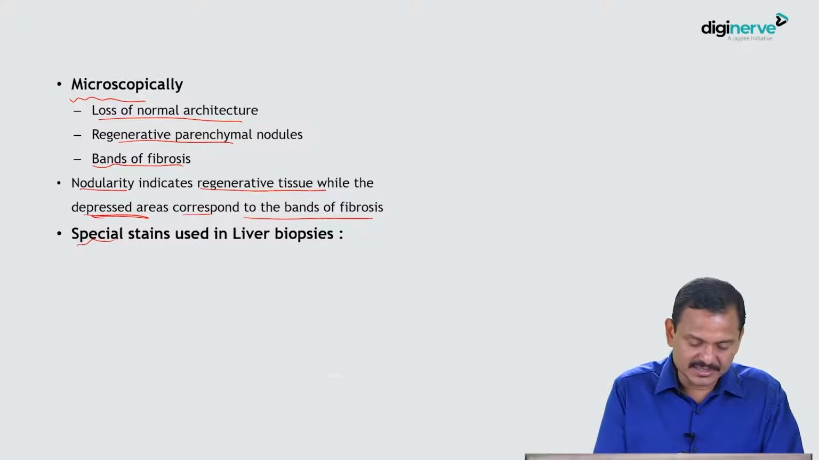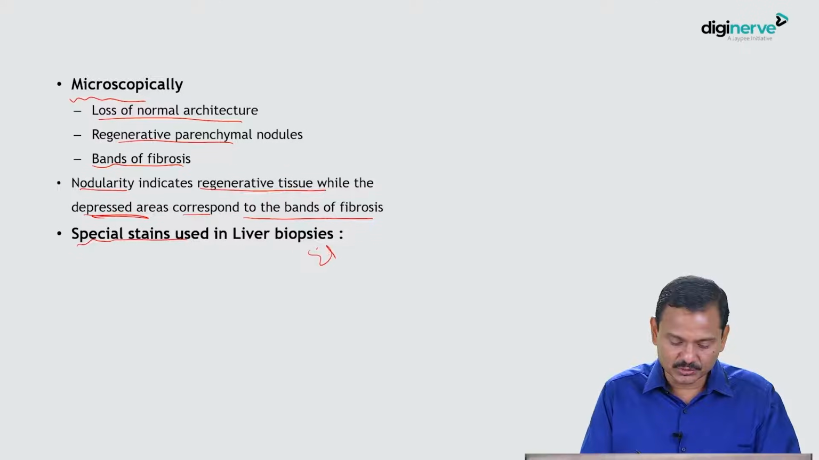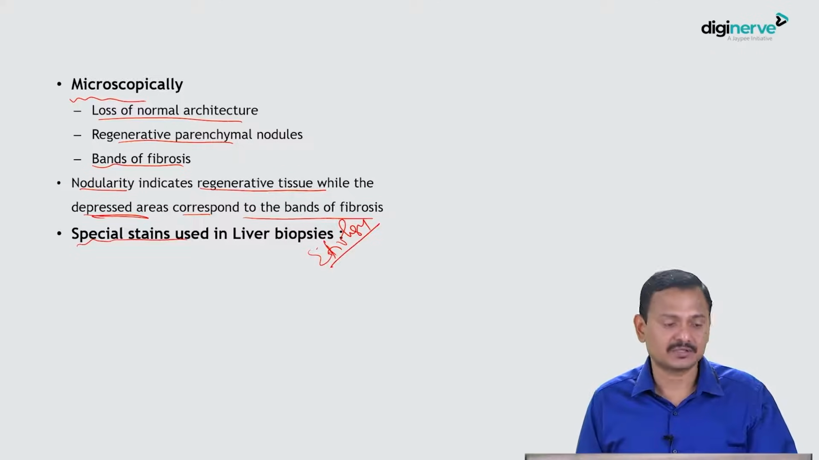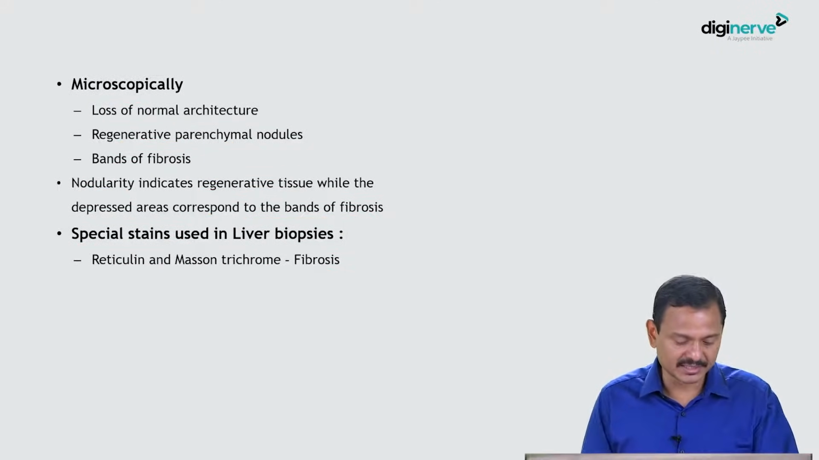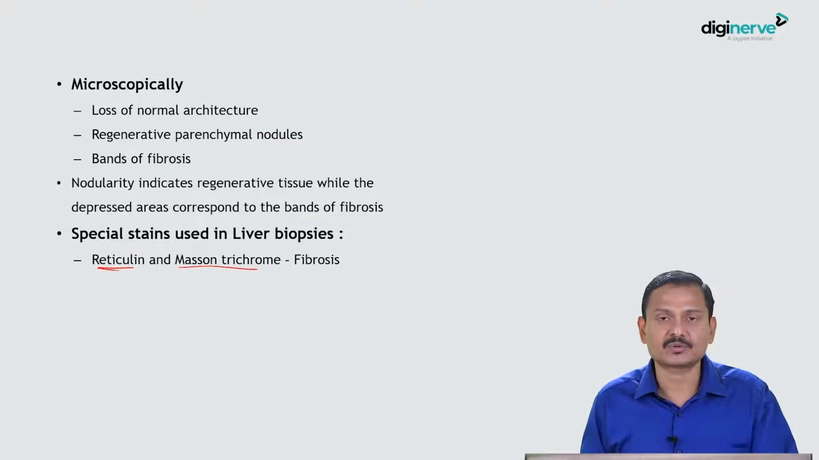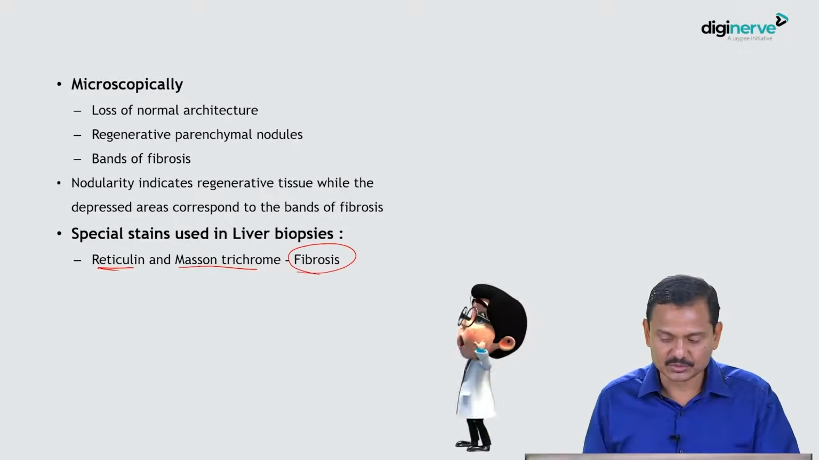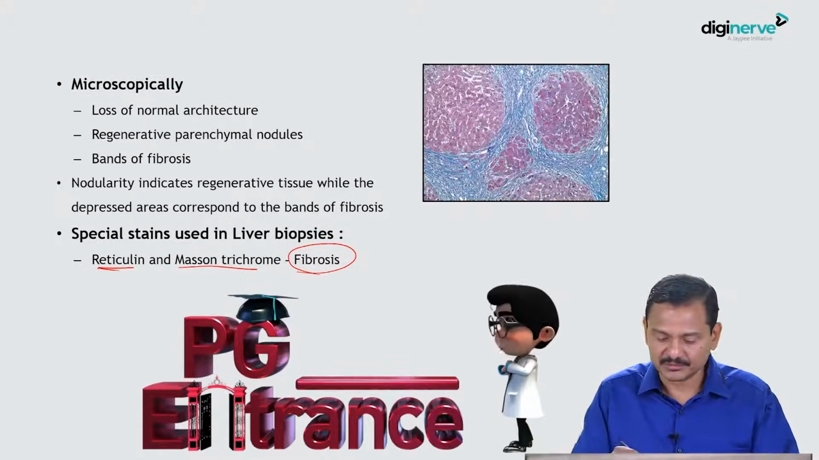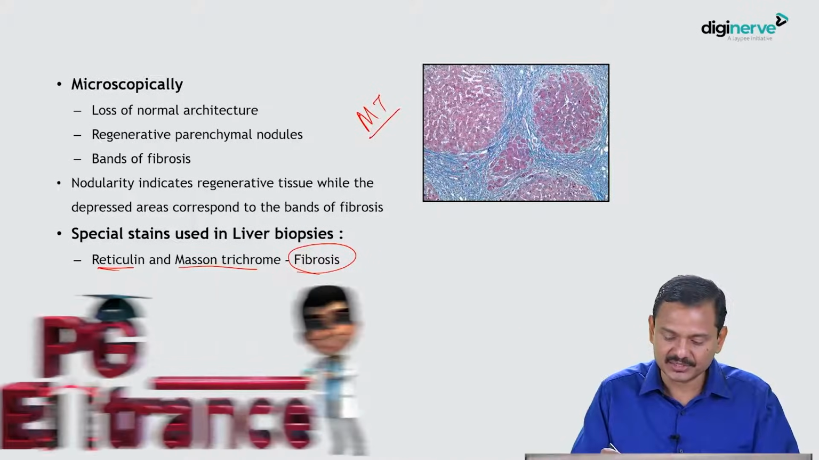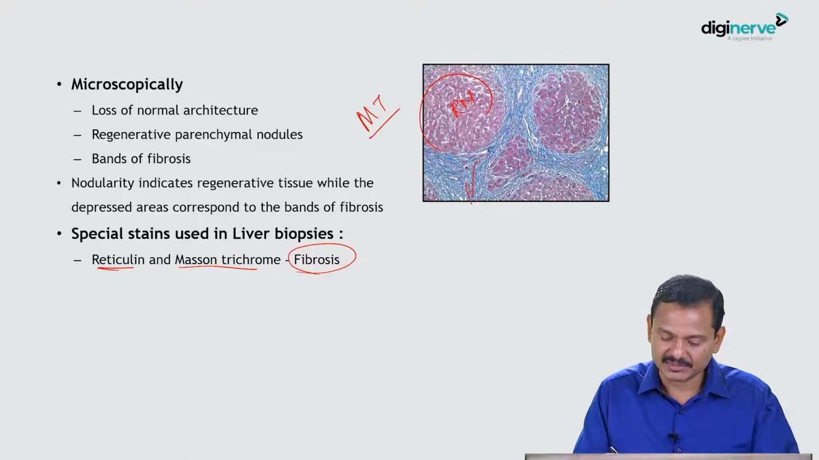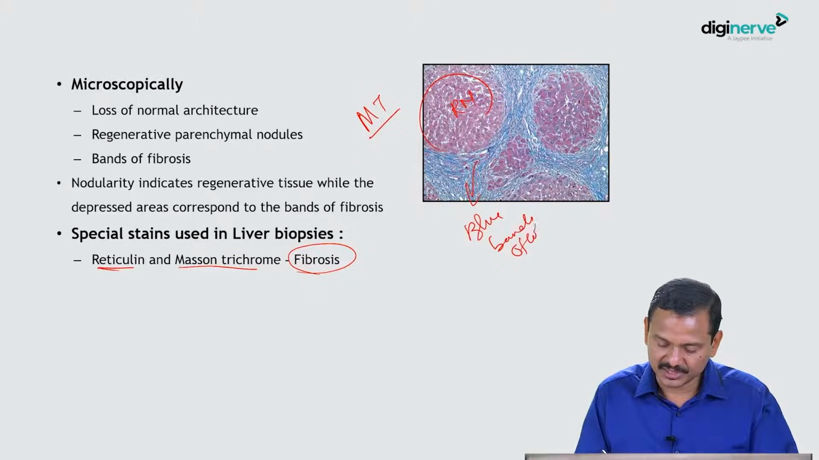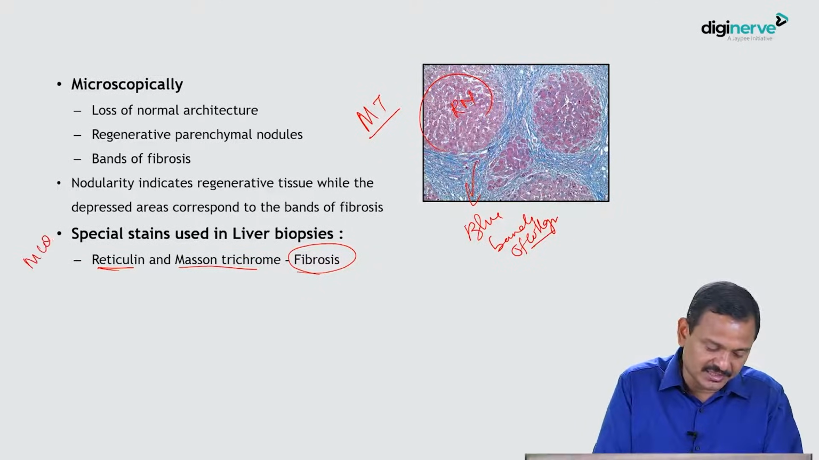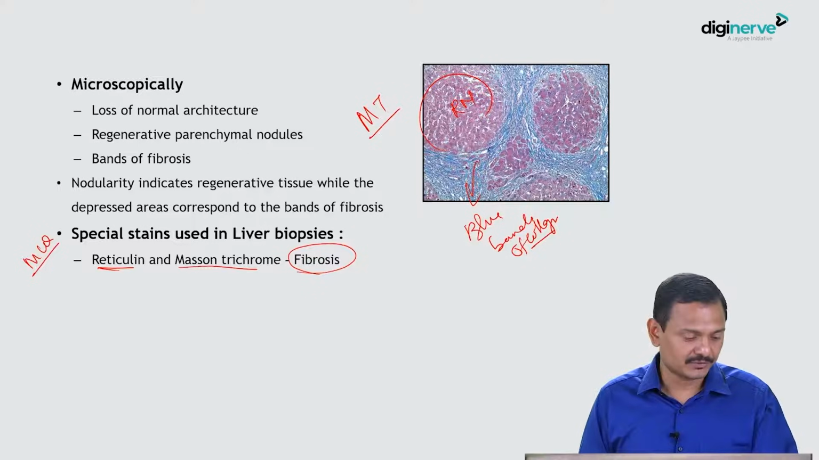Some special stains can be used in liver biopsies to confirm fibrosis as well as to confirm the etiology. So what are the stains? Reticulin and Masson's trichrome are used in all liver biopsies just to demonstrate fibrosis. If you see here, this is a Masson's trichrome stain where this is the regenerative nodule and this blue color is bands of collagen. So Masson's trichrome helps in confirming collagen, and all these stains can be MCQ questions for you.